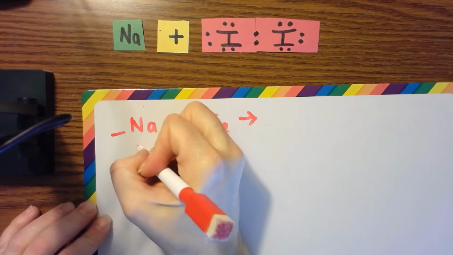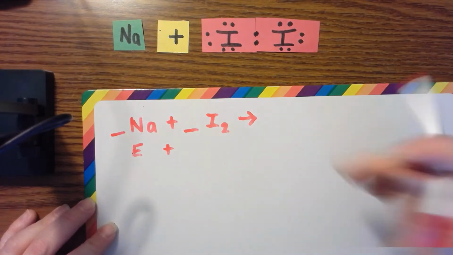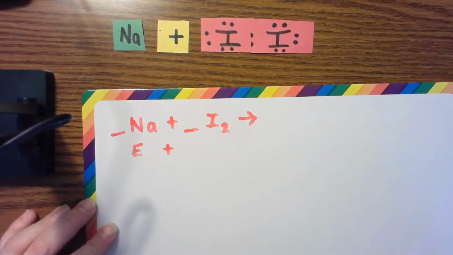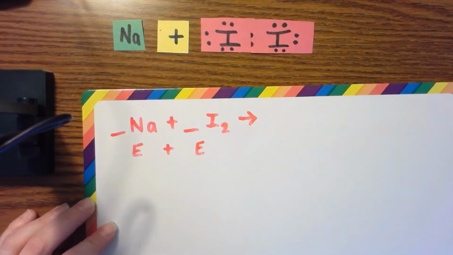So Na is pretty easy to identify as an element. And then what about I2? It's a molecule for sure. It almost looks like a compound, but both things in this molecule are the same. So we can actually classify that as an element.